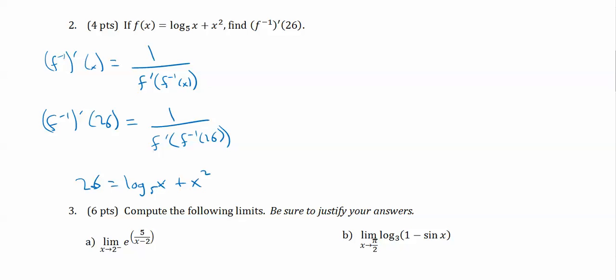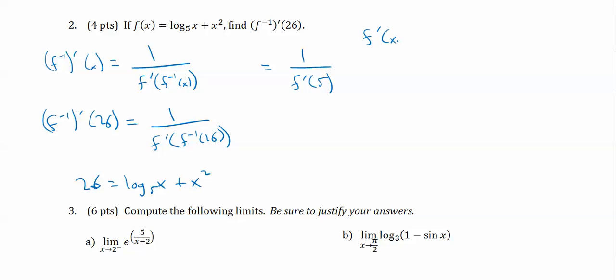And let's see, 5 squared is 25, and log base 5 of 5 is 1. So 5 works out, right? So this f inverse of 26 is 5. All right. So this is equal to 1 over f prime of 5. And to evaluate that, we have to know what the derivative of f is.